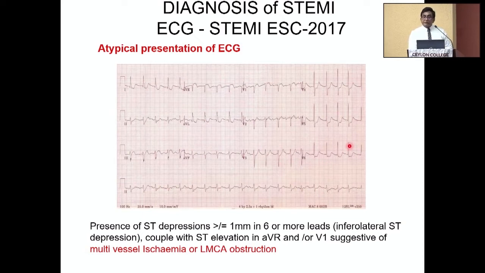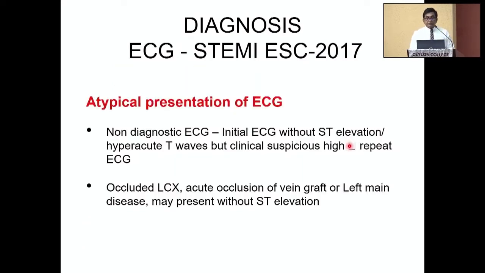Diffuse ST depression with ST elevation in aVR signifies critical left main disease or critical three vessel disease. So these patients should go to the cath lab as early as possible. If you delay, there could be high morbidity and high mortality.